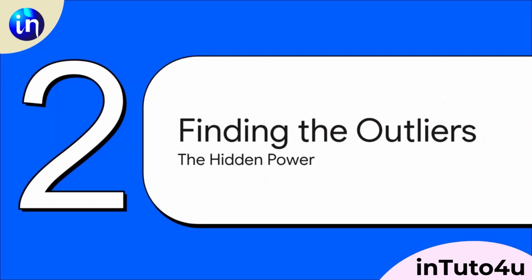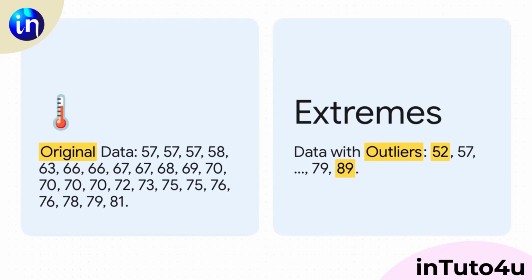Awesome. But what about those data points that just don't play by the rules? The weirdly high or oddly low values? This, my friends, is where the box plot shows off its hidden power, spotting the outliers. Let's look at how this works with some hourly temperature data. On the left, you've got a pretty normal set of temperatures. On the right, I've swapped out the lowest and highest numbers for something more extreme, a chilly 52 and a sweltering 89. Now, our eyes can kind of pick those out, sure.